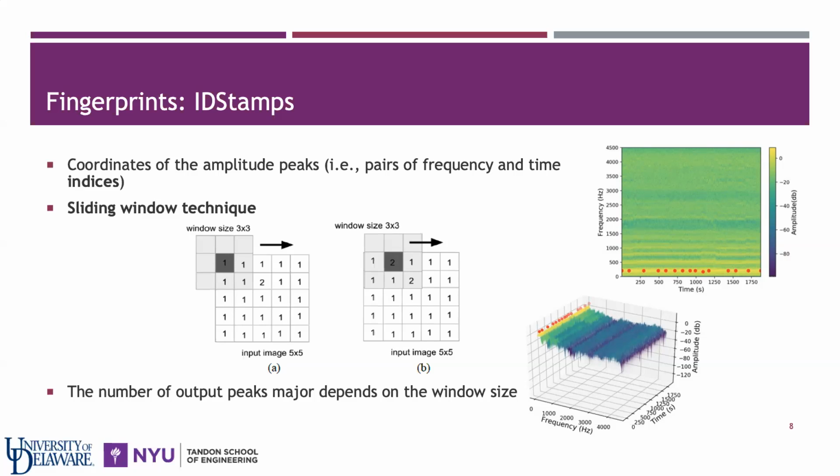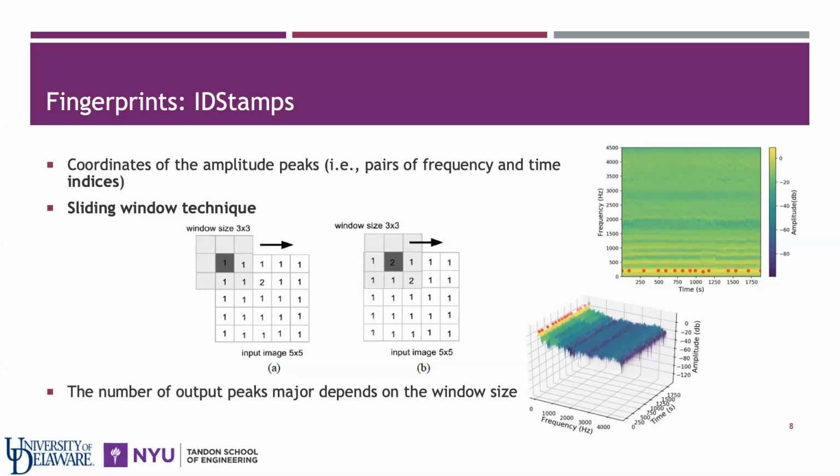The reason is that each CAD file has a different size. Even the same CAD file can generate spectrograms of different sizes with different frame rate settings. Therefore, we cannot store the absolute value of the amplitude. Instead, we store the coordinates of the amplitude peaks, which is a list of pairs of frequency and time indices. In this way, the sampling rate does not affect the ID stamps. A CAD file will have exactly the same ID stamps, even with a different sampling rate.